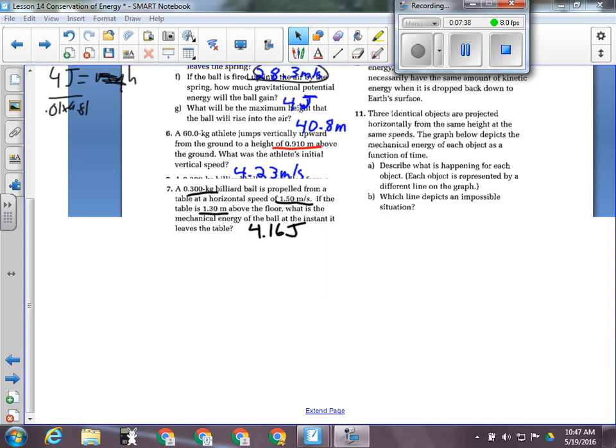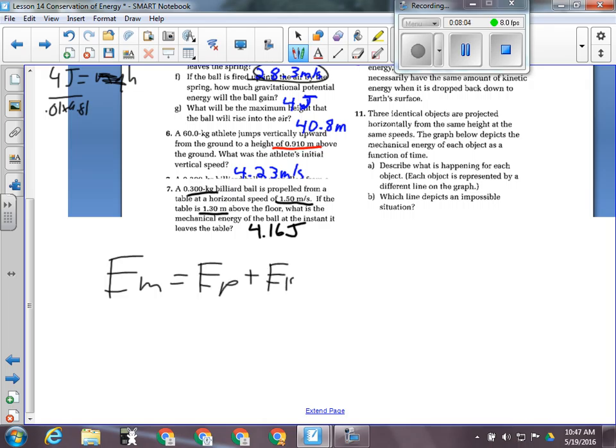All right. So on number 7, we have this billiard ball that's propelled at a speed of 1.5 meters per second. So does it have kinetic energy? Yes. It's also above the ground, so it has potential. All right, how do we calculate mechanical energy again? It's potential plus kinetic, right? Okay, the potential energy plus the kinetic energy, so that'll be m times g times h plus 1/2 mv squared. Right? We have all of those numbers.